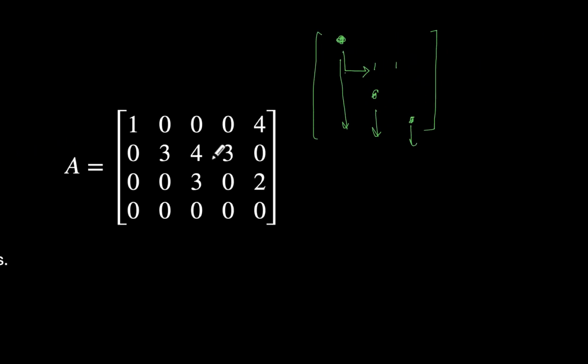So let us see with the help of an example. Suppose we have this matrix A. First we will identify the leading entries. This is the first non-zero entry.